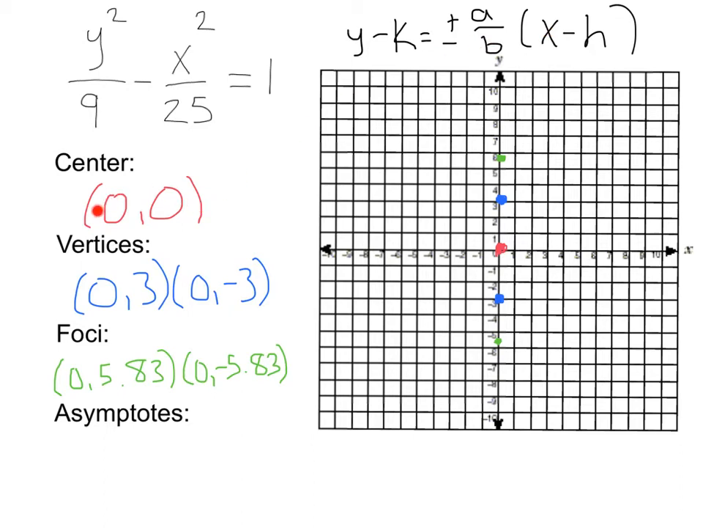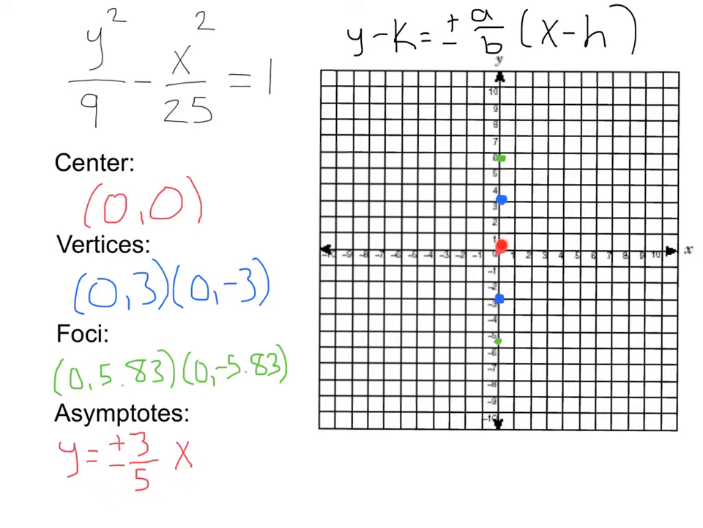Since our h and k are 0, that's going to leave us just with y equals plus or minus something x, and that something is our slope, or our a over b, or our rise over run, the square root of the denominator under y and the square root of the denominator under x, or 3 over 5. So our asymptotes are going to be at y equals plus or minus 3/5 x.